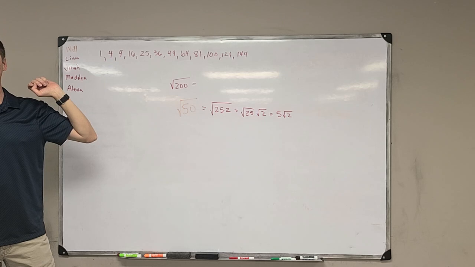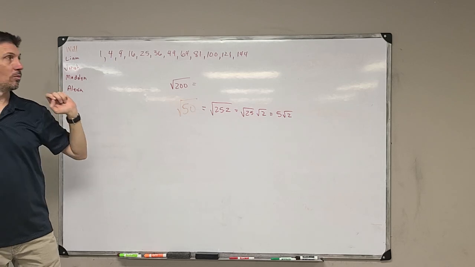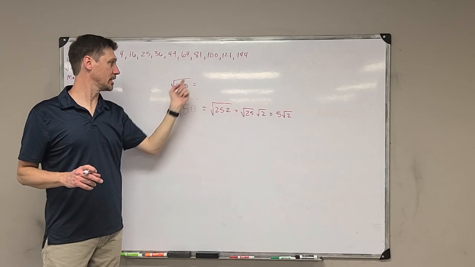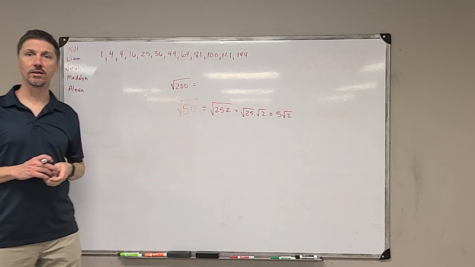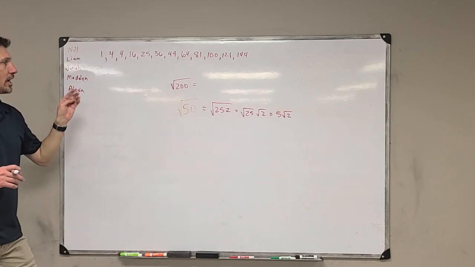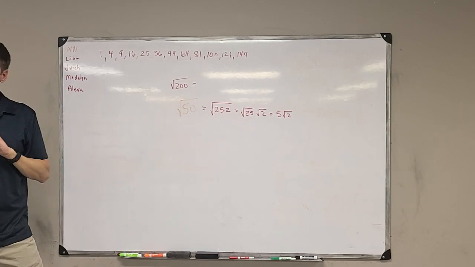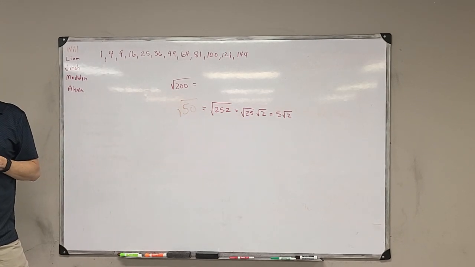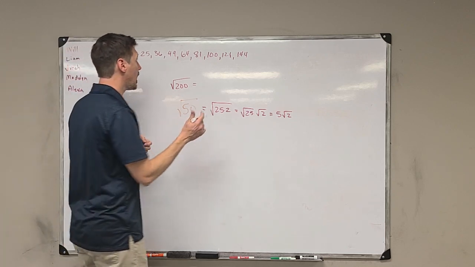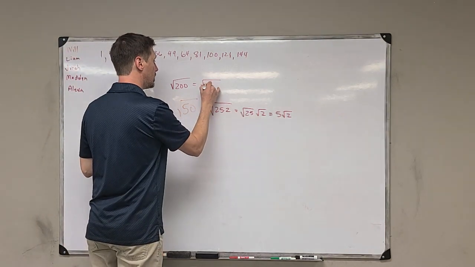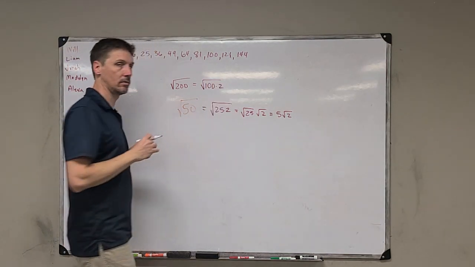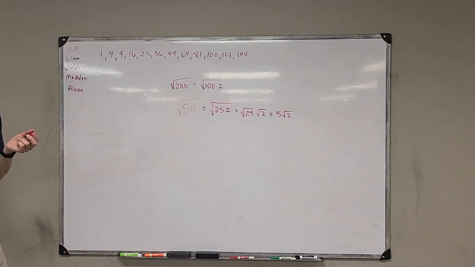Yes, which one? Which of these perfect squares is contained within this number here? In other words, I could say this number times this number equals 200, and one of those numbers is a perfect square. 100. Does everybody see that? I could say that 100 times 2 is 200, right?